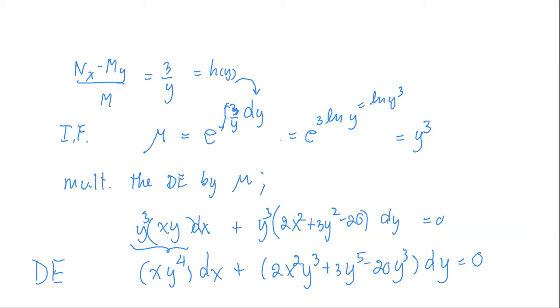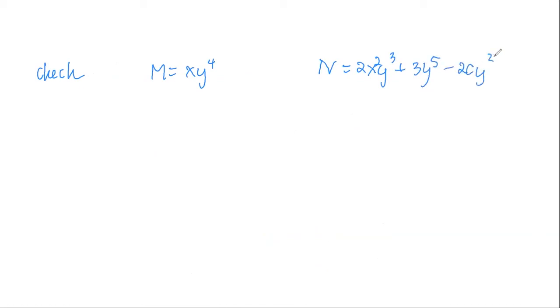How do you know for sure it's exact, or how do you know that your mu is the right term? You just check the exactness again, like what you did in the earlier part of the package. Do the quick check. Now your new m is xy to the fourth, and your new n is 2x squared y to the third plus 3y to the fifth minus 20y to the third.